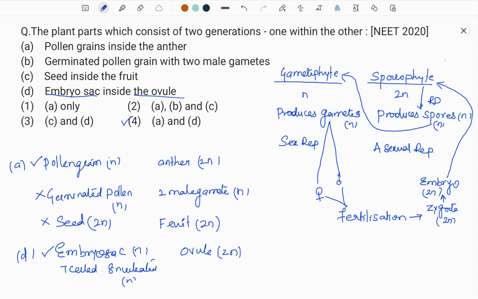After RD. What is RD? Reduction division or meiosis. See, after reduction division or meiosis, whatever is formed, it may be a gamete or it may be a spore or something else. All that are resultants of meiosis are haploid in nature. So with that haploid, the gametophytic stage will start. So remember, by RD, gametophytic stage will start. By fertilization, the diplontic, that is sporophytic stage will start. So one should know where the reduction division takes place in all different kinds of plants.